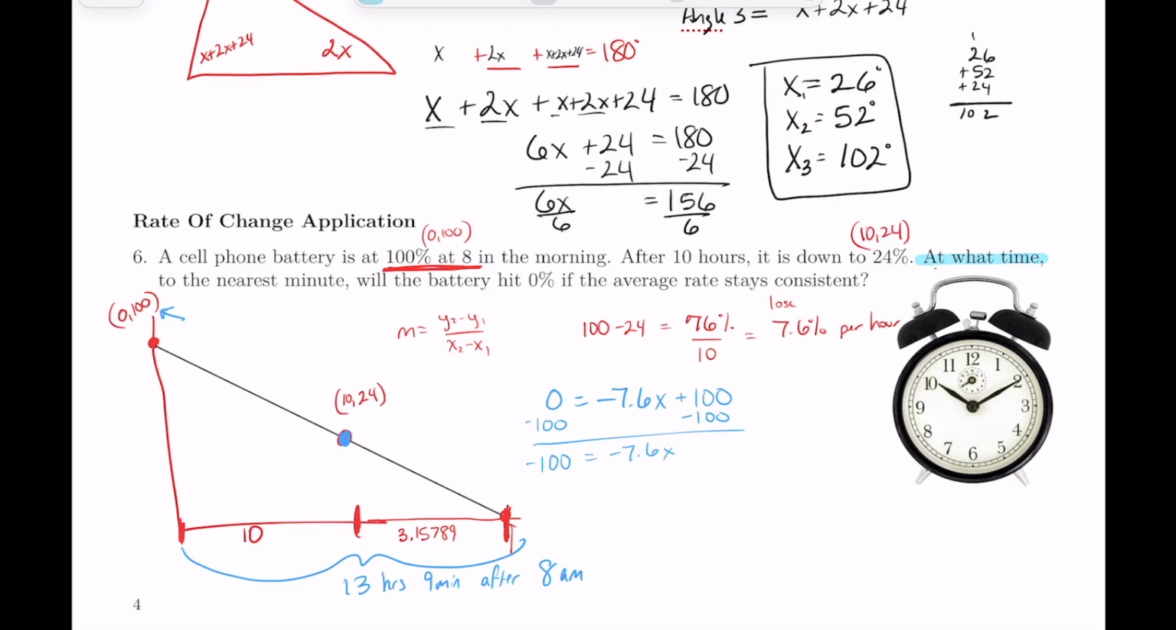When we divide this out, and I divide both sides by negative 7.6, I get x is equal to 13.15789 hours after the start, which is what we had here as well. So 13.15789 hours after 8 a.m. is still 9:09 p.m. Whew.